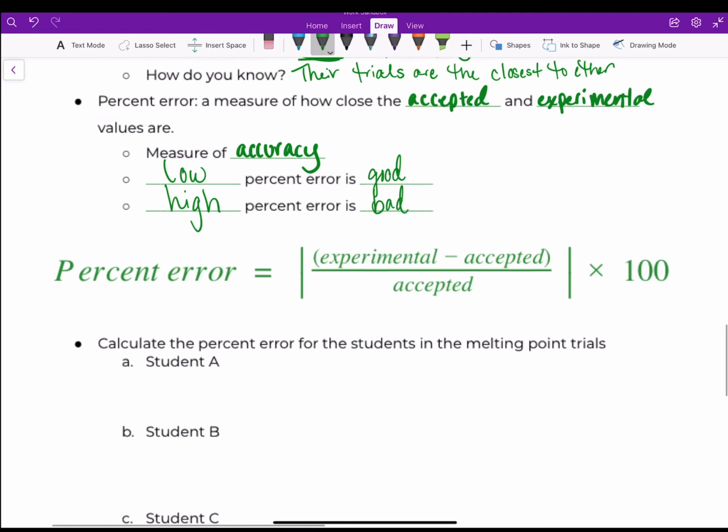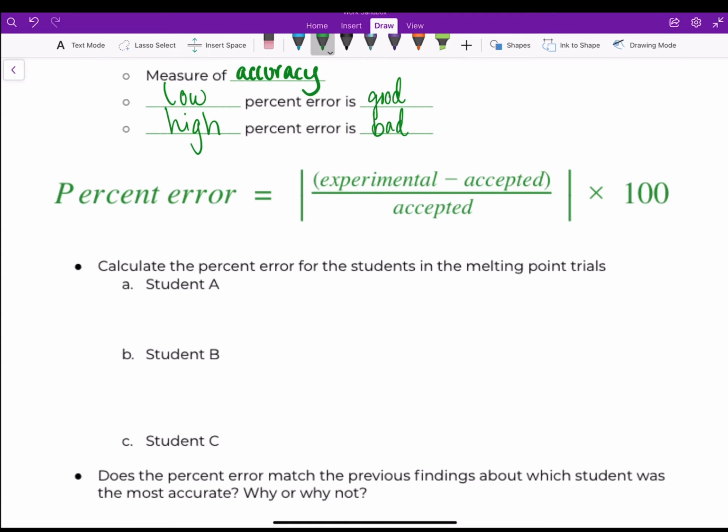Here is the equation for percent error. Percent error is equal to the absolute value of the experimental minus accepted, divided by accepted, times 100. If you have not seen absolute value before, all that means is that your answer becomes positive. Some calculators have absolute value bars on them and some don't, so I will be showing you how to figure it out without them. So we're going to talk through student A's example together, and then we'll pause the video and let you work through student B and student C's.